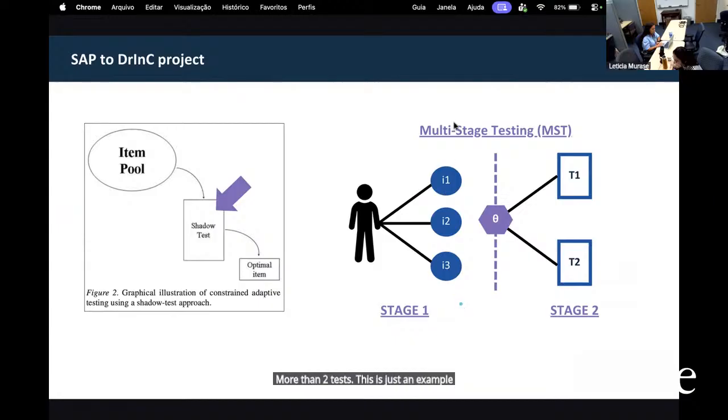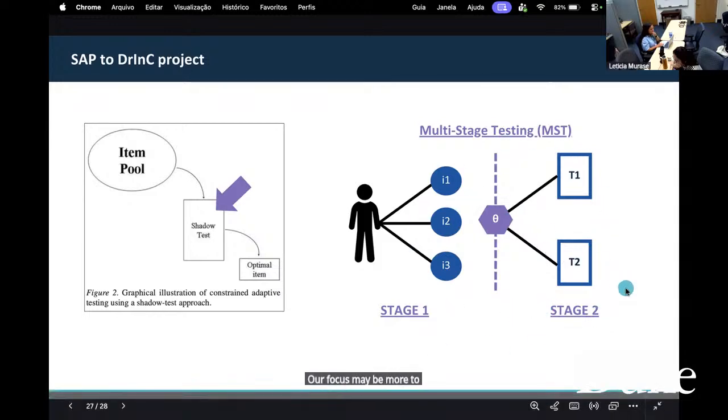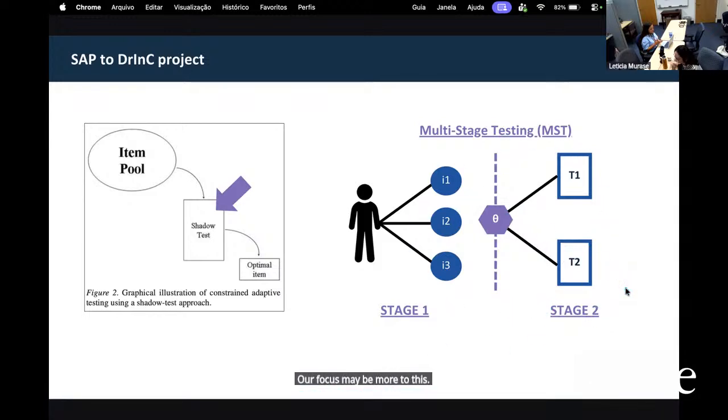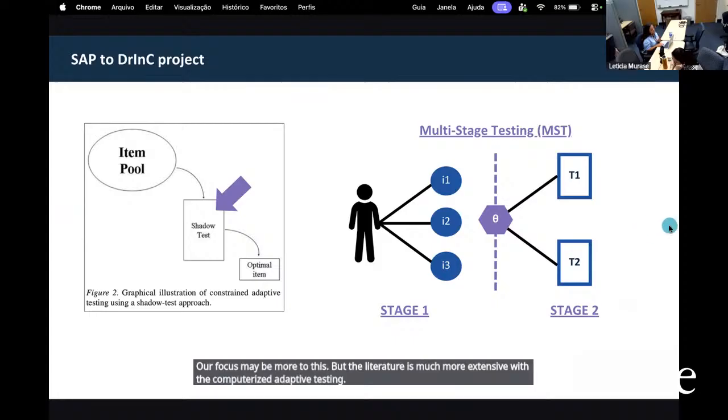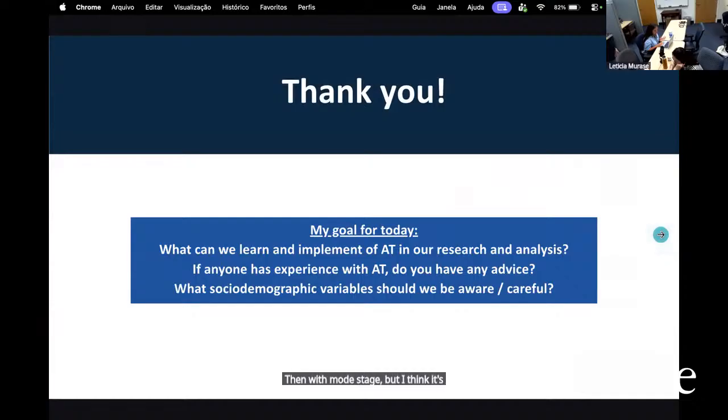But I think our focus may be more on this. The literature is much more extensive on computerized adaptive testing than on multi-stage, but I think it's a challenge that we should seek.